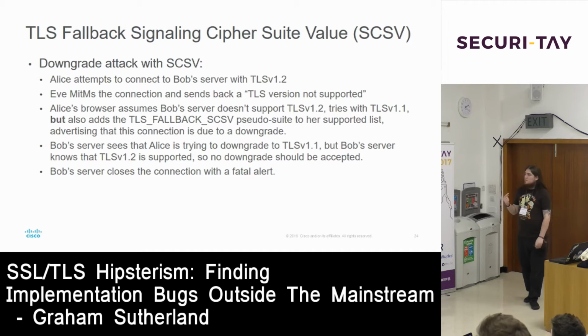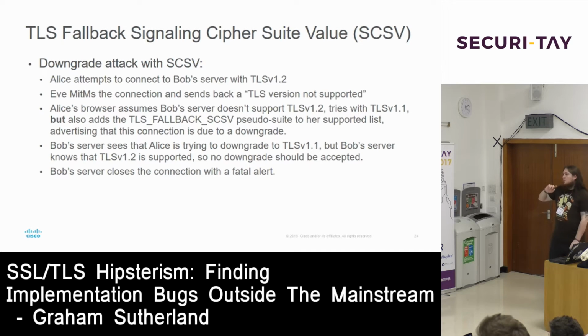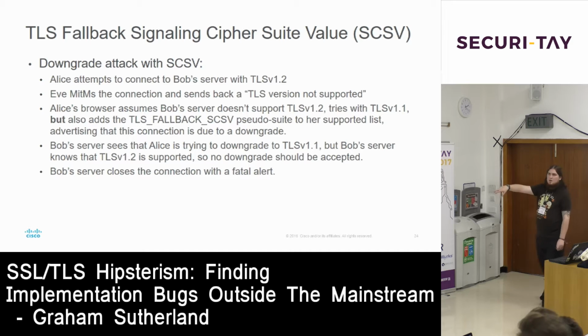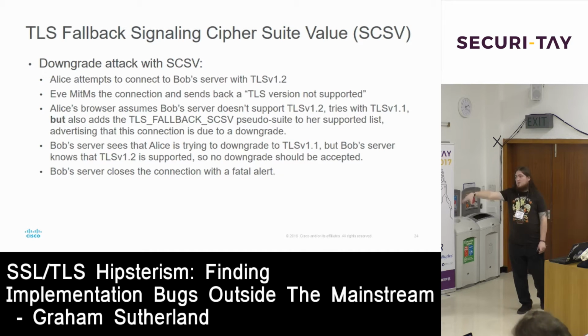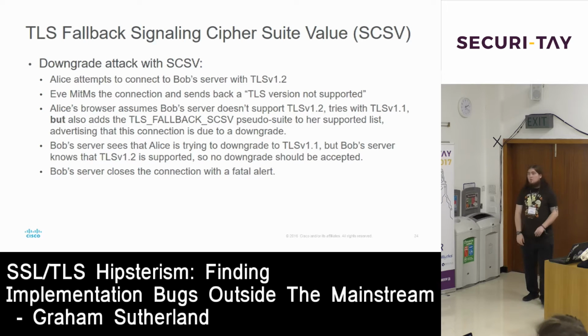Sorry. So it sends this SCSV cipher suite as part of it. And then Bob's server goes, oh, cool, you're trying to downgrade to TLS v1.1. But then Bob's server goes, hang on a minute, I support TLS v1.2. Why are you trying to downgrade to 1.1? So it goes, oh, well, this must be an attack. So it drops the connection and closes it with a fatal alert.